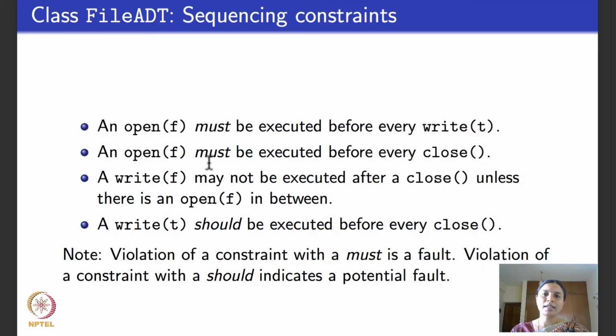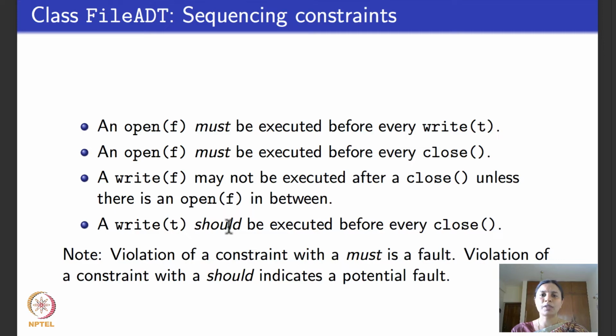It is clear even for this example that something like that holds, right? Let's say the second requirement, consider the second constraint. It says openF must be executed before every close. So suppose this is violated, which means somebody has tried to close a file that wasn't even open. That's not possible, so it will definitely result in a fault, and it's a must sequencing constraint.